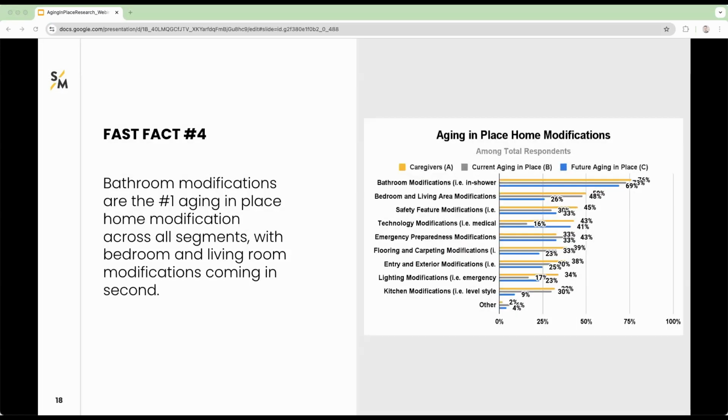And our fourth and final fast fact: bathroom modifications. If there was any question, they're by far the most widely adopted renovations performed across segments for aging in place design. Whether it's something as small as a grab bar, or something as big as a no-step bathtub or a walk-in bathtub, the bathroom is the largest area of concern for aging in place. And of course, it's the first place people look to secure in their aging in place journey.